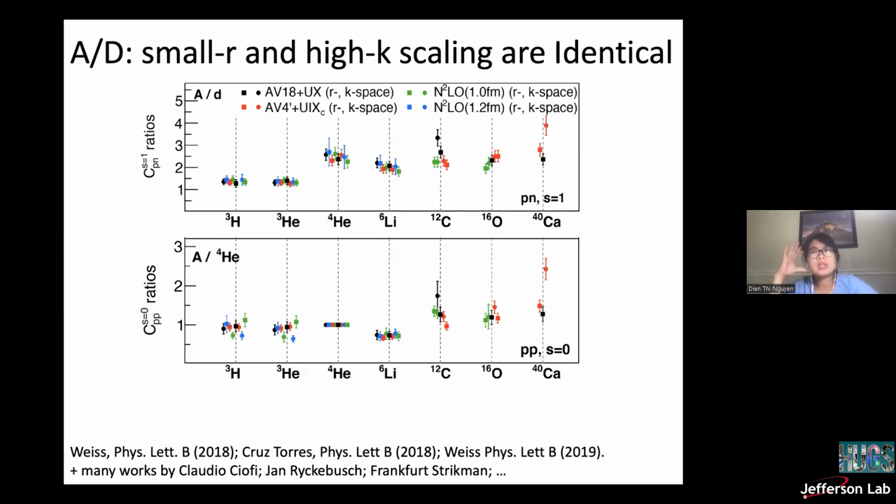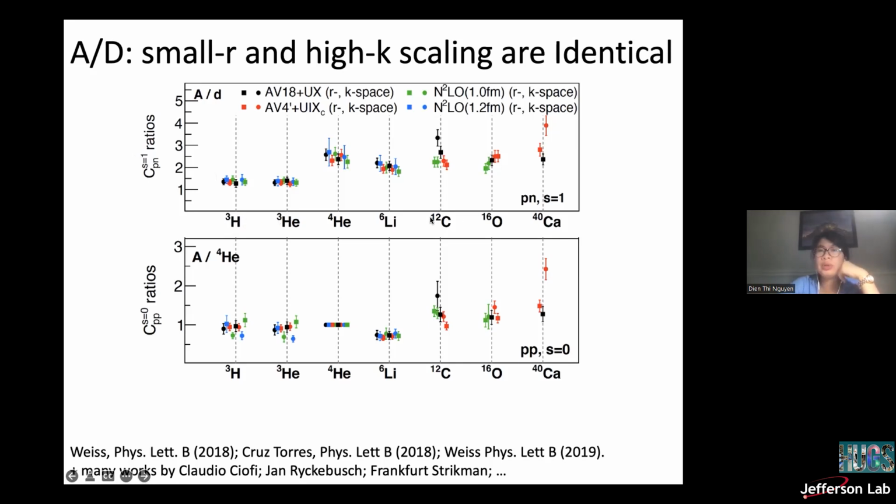So after we have the contact term from both coordinate space and momentum space, we can use it to do many different things. Because now, for a lot of physics quantities, we can use the contact term in order to calculate them. And based on whatever we calculate, we can study different effects of the nuclei. For example, here I'm showing the contact term of the NP pair with spin 1, as a ratio from different nuclei to deuterium.